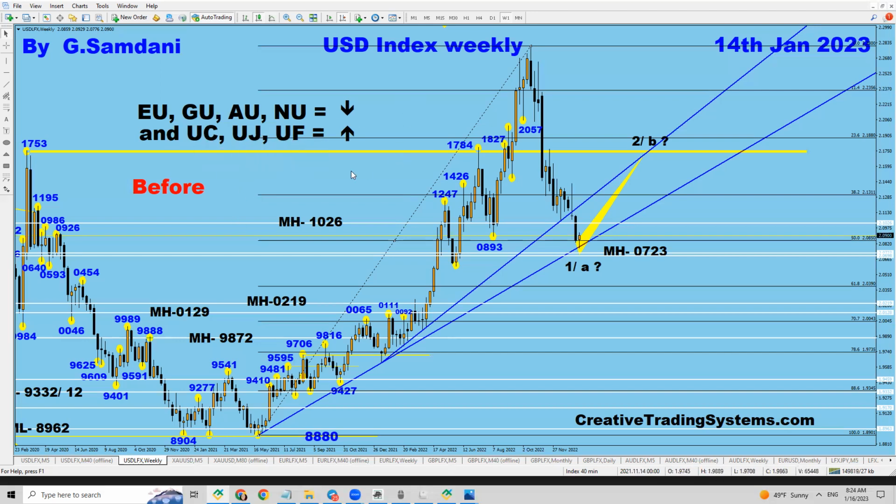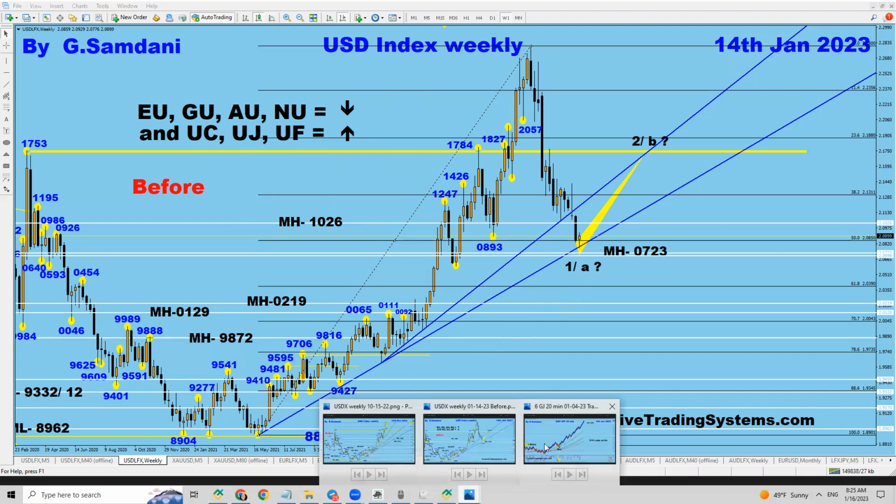So use your system to make the entries accordingly. And that's what it is. So I just wanted to give you guys this, what's happening. I'm going to take my trade. So let me show you my setup, what I will be waiting for. The long setup for these UC, UJ, and UF. I don't trade UF, only UC and UJ.